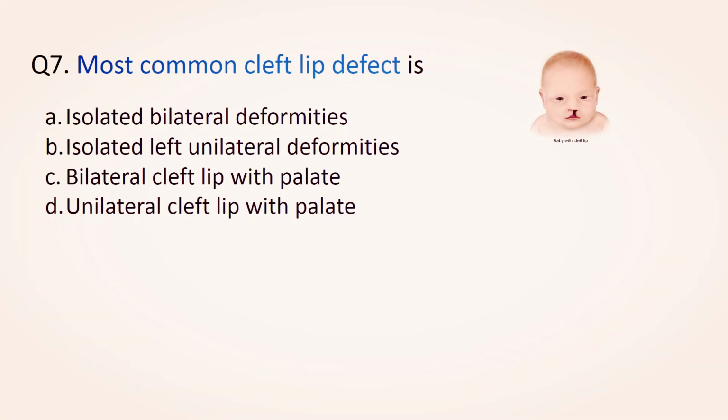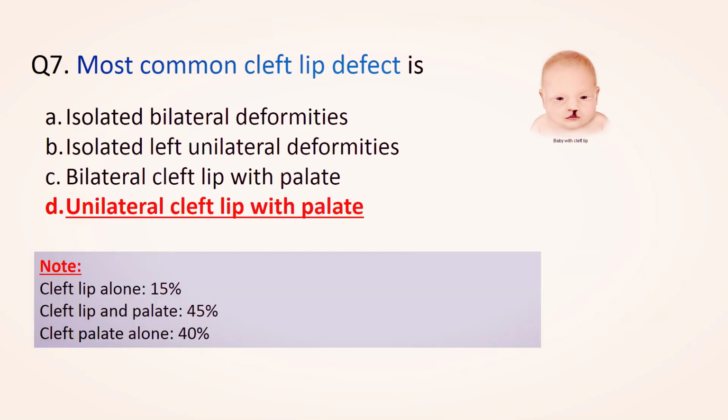Most common cleft lip defect is A. Isolated bilateral deformities, B. Isolated left unilateral deformities, C. Bilateral cleft lip with palate, D. Unilateral cleft lip with palate. The correct answer is D. Unilateral cleft lip with palate. The typical distribution of cleft types is cleft lip alone 15%, cleft lip and palate 45%, isolated cleft palate 40%.